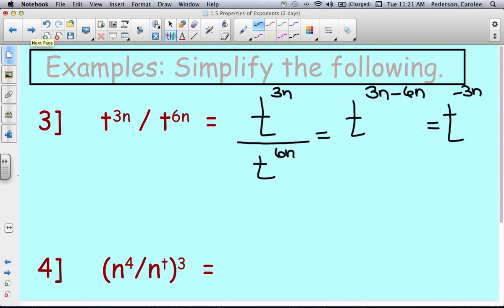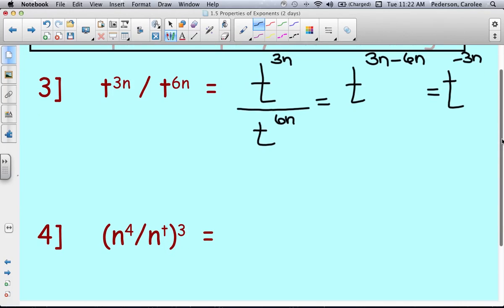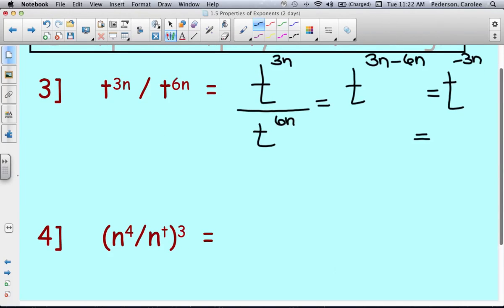Now notice what happens in this last step. We have a negative exponent. We don't want to leave any of our answers with negative exponents. So we are going to rewrite it as 1 over t, and then we're going to have it be a positive power, so positive 3n. So that would be your final answer.